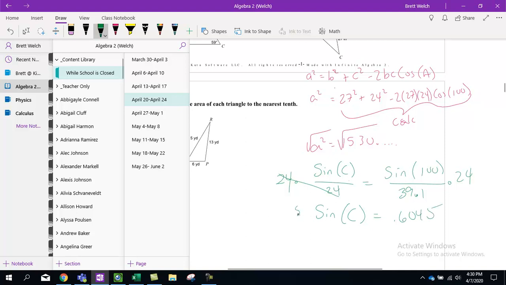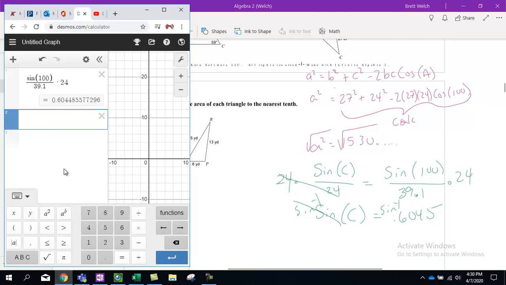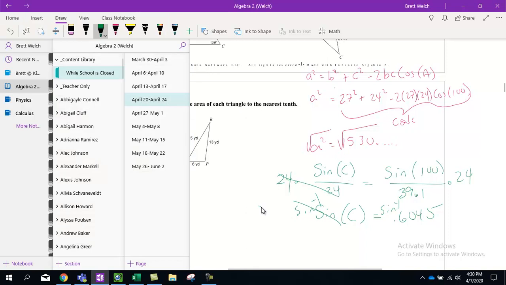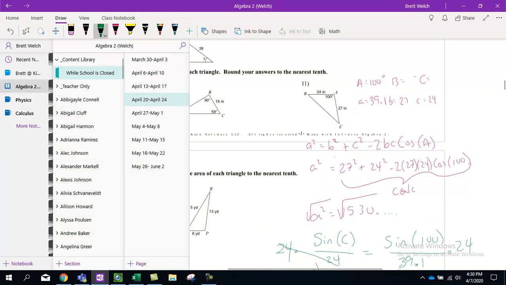To get C, we've got to get rid of the sine. So we're going to invert the sine, the sine inverse on our number here. So we grab our calculator one more time. We're going to take the function sine inverse of this 0.6045. We'll round it somewhere along the way, and we get 37.2. So now I have that my big C is 37.2.